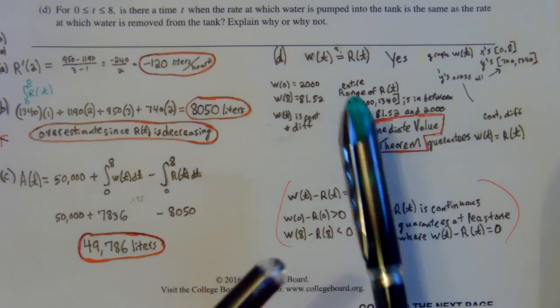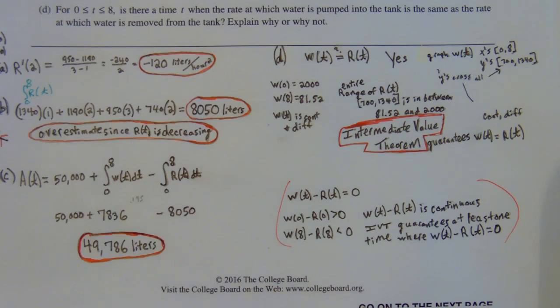They want to know when W is equal to R, or if there is such a time, and I know I'm using a theorem on this just because it says, does there have to be a time? Does there have to be something? That's when I start thinking about theorems, because a theorem guarantees that something has to take place. So that's why I'm even thinking about a theorem to begin with.